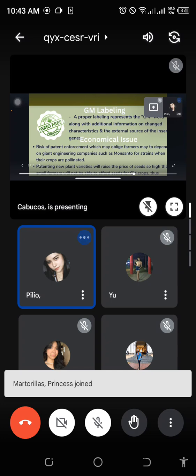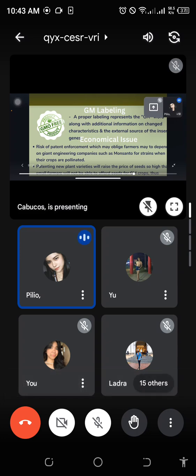Next is the GM labeling. So, proper labeling or packaging of genetically modified food products should prominently display the term GM to indicate that the product contains genetically modified organisms. So why is it necessary to label GM food? It is important to ensure that consumers have the right to make informed choices about the food they purchase and consume. It also allows individuals to decide whether they want to support or avoid GM products based on their personal preferences or beliefs.